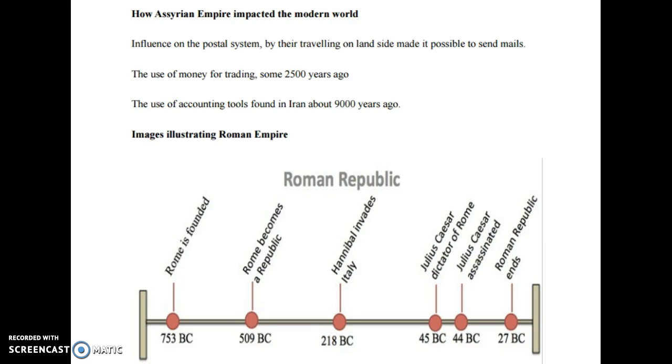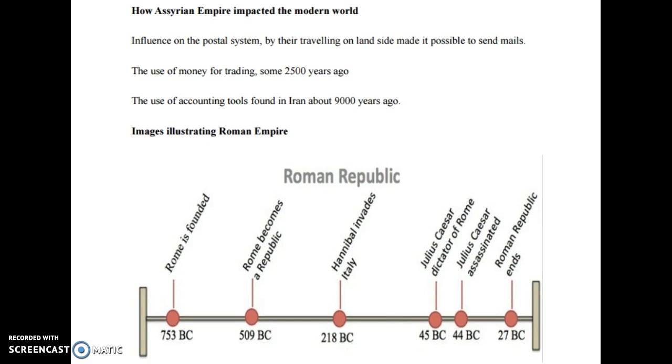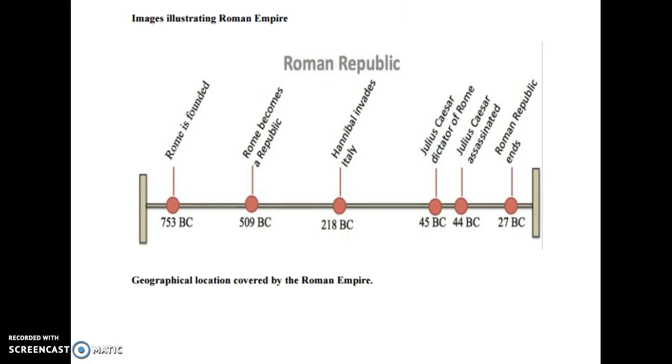And also, the accounting tools were founded by them, or similar accounting tools we use today for reporting. This came from the Persian Empire. So we can see this culture had a great impact on modern society. Now from there, we look at some images that will illustrate more deeply both the Roman and the Persian Empire.